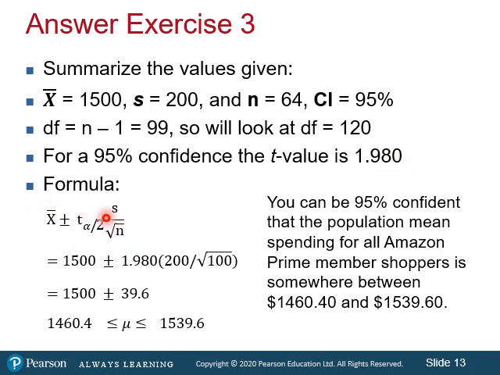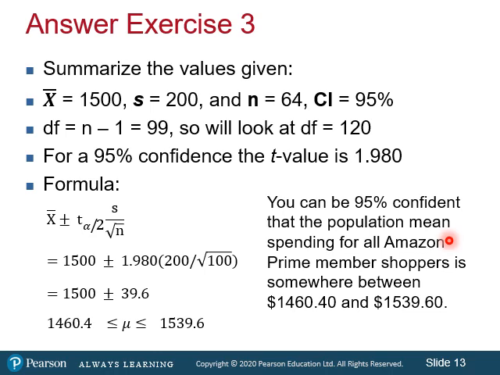So the formula is X bar plus minus t alpha divided by 2 times S divided by square root of N. 1500 plus minus 1.98 times 200 divided by square root of 100. We get 1500 plus minus 39.6. So the lower limit is 1460.4 and the upper limit is 1539.6.